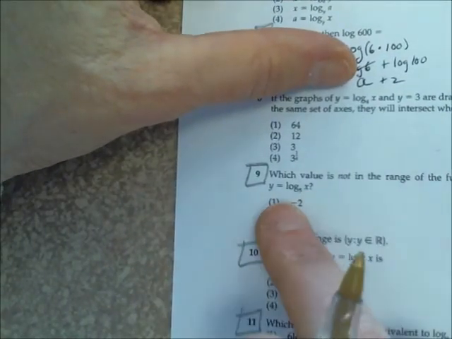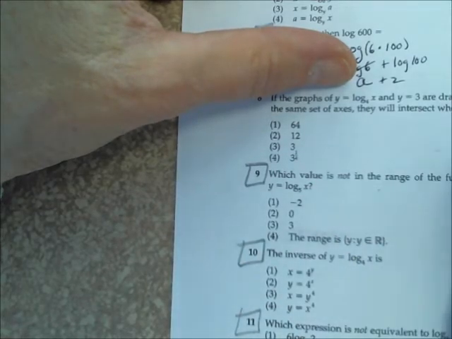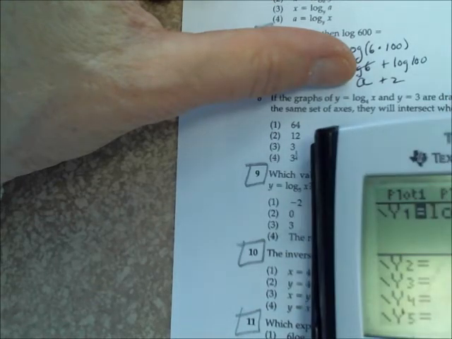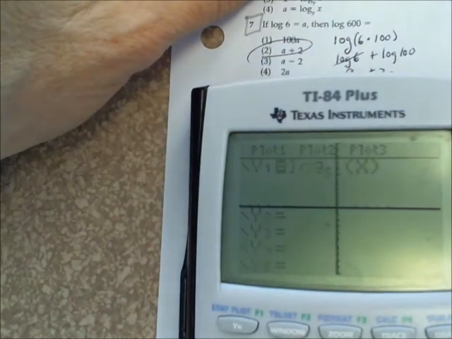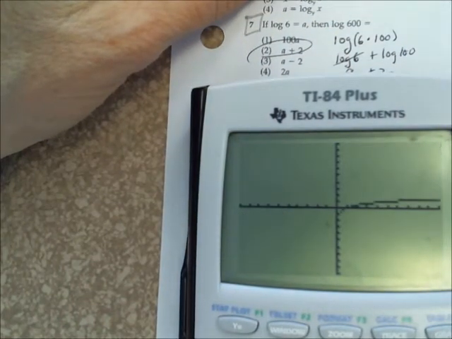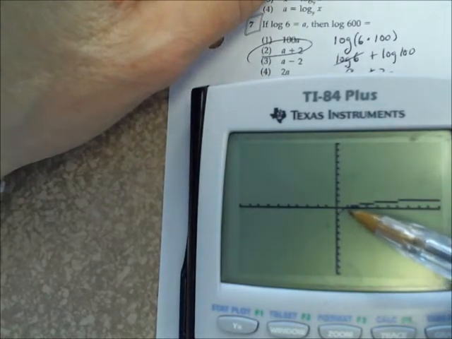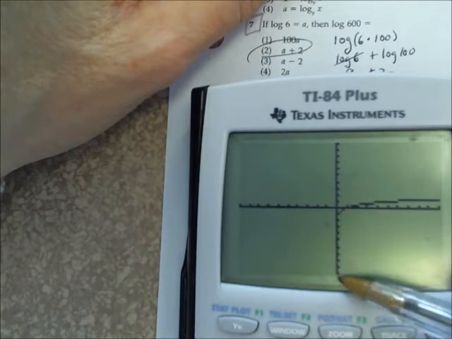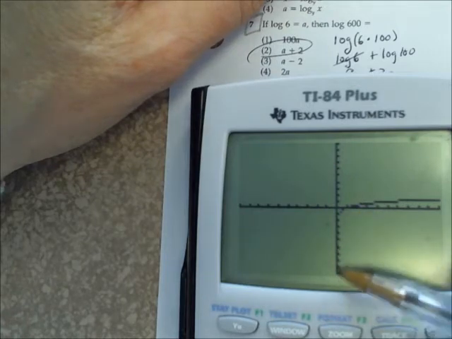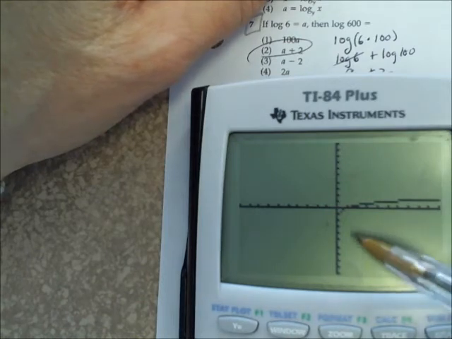Number 9 is next, which is not in the range of y equals log base 5 of x. Well, if I have a domain and range question, the easiest way to figure that out is to look at the graph. So I've already got log base 4. I think I'll put log base 5 in my calculator. Take a look at the graph. And what is the range? Well, if you look at page 1 of your Chapter 8 notes, where we graphed a log problem, this part of the graph actually goes down forever. It gets closer and closer to the y-axis, never touches it. And it goes off to the right forever, and it goes ever so slowly up forever.